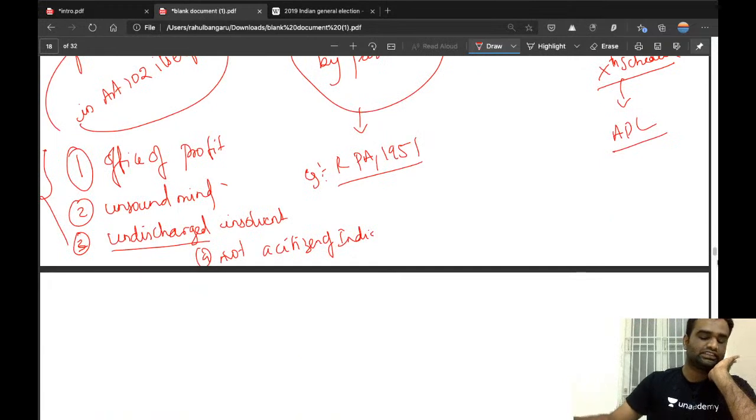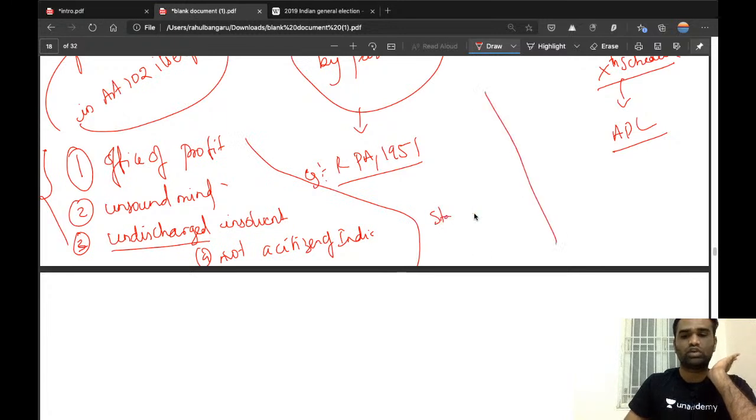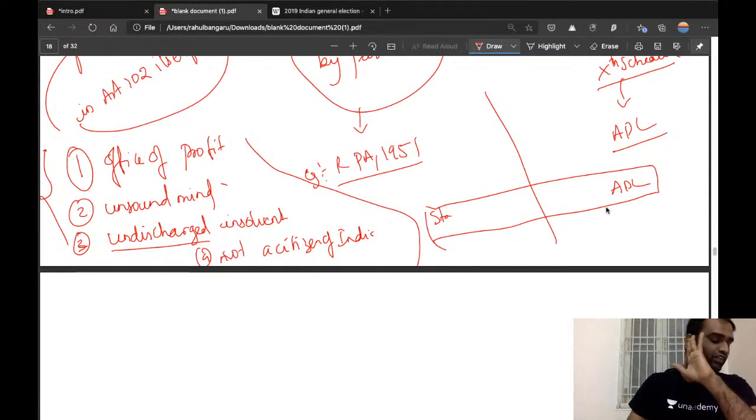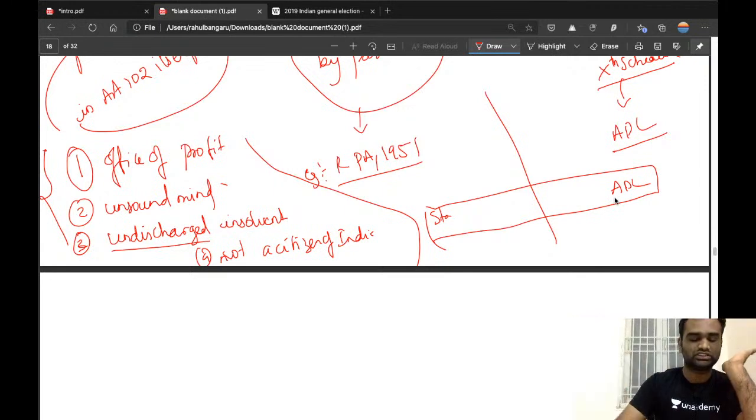So far we have discussed constitutional grounds. Next we will discuss what the statutory grounds are and then what the anti-defection law is. These are the two things that we will discuss for the next half an hour to 45 minutes.